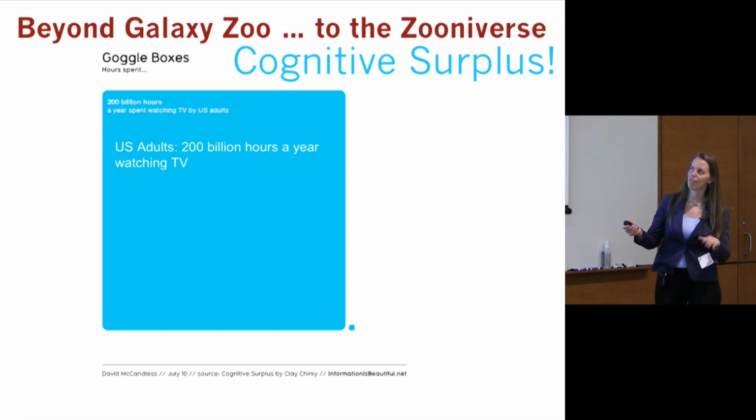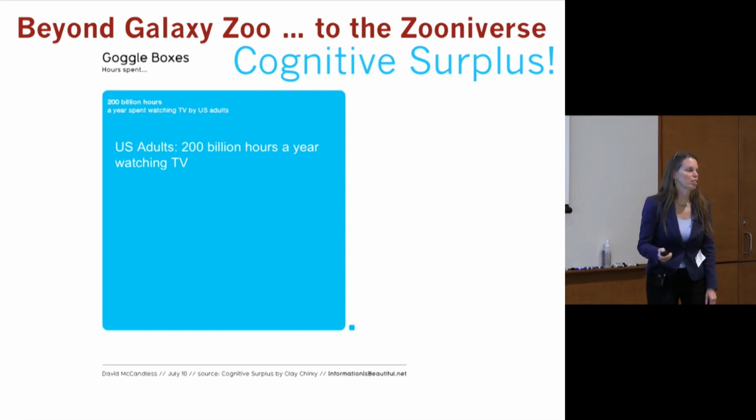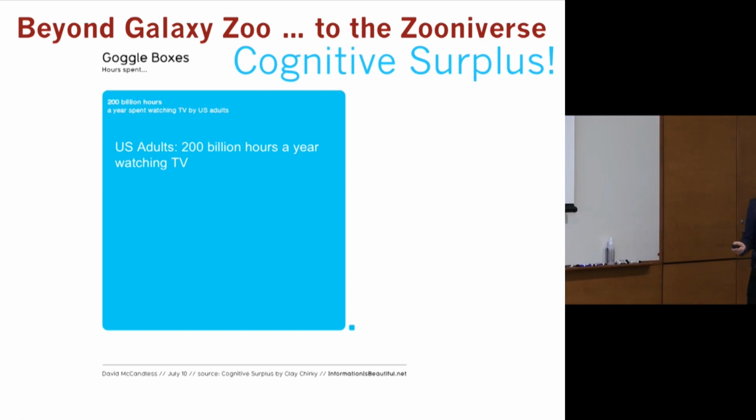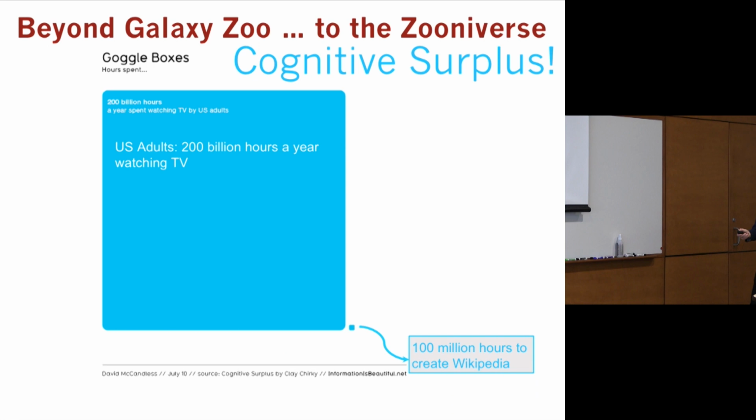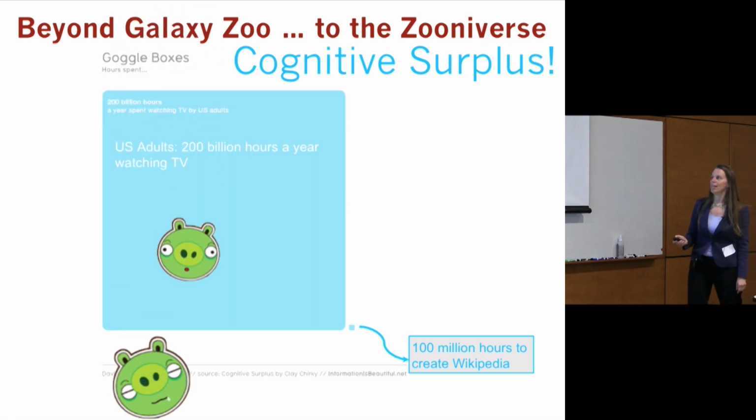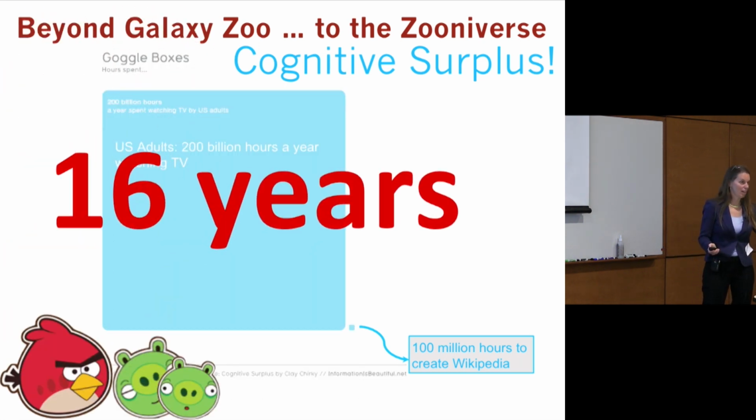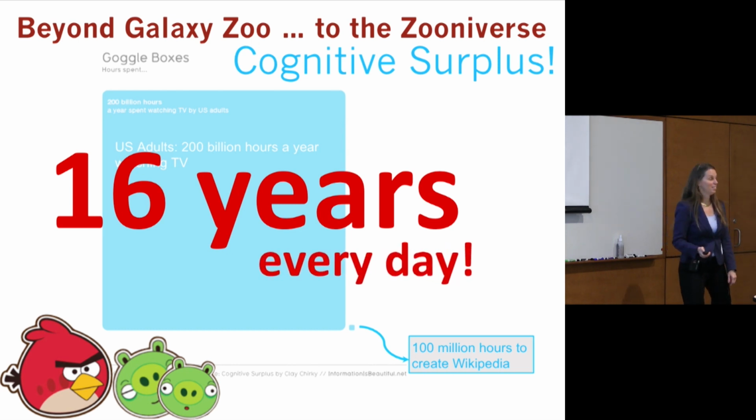This is 5 years old, as it turns out. I'm sure it hasn't decreased. But as of 5 years ago, US adults were spending 200 billion hours a year watching TV, as opposed to this little dot over here, which is 100 million hours it took to create Wikipedia. Those are both completely outclassed by Angry Birds. So my son says this slide is pretty old. It's now, whatever, Clash of Clans or something, some other game.